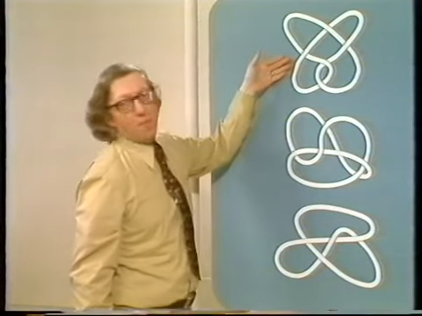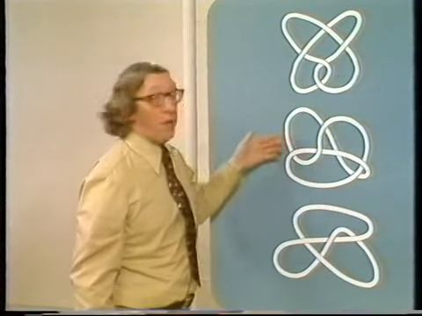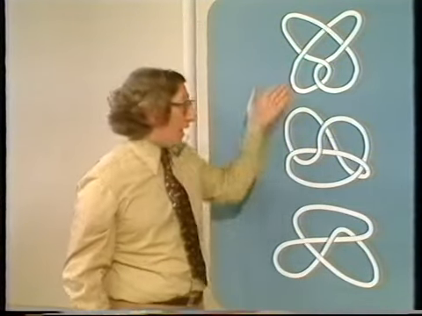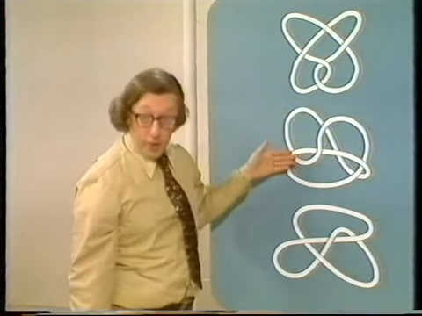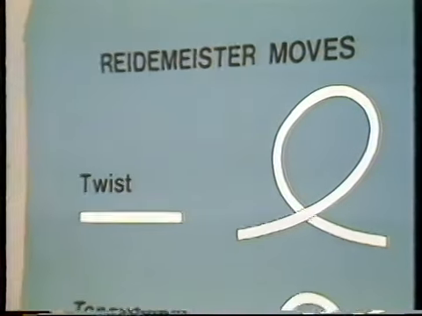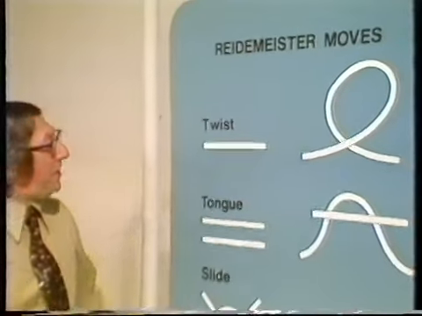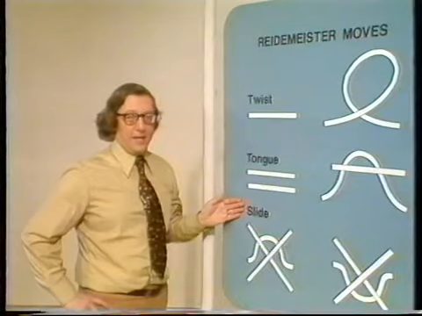That again seems a bit difficult, because how do we get from one member of the equivalence class, from one projection of a knot to another? It looks as if it's very complicated to get from this picture to that. But in fact, it's not. You can get any projection to go to another one by just using sequences of 3 very simple moves, and they're called the Reidemeister moves. These Reidemeister moves go by the name of the twist, the tongue, and the slide.